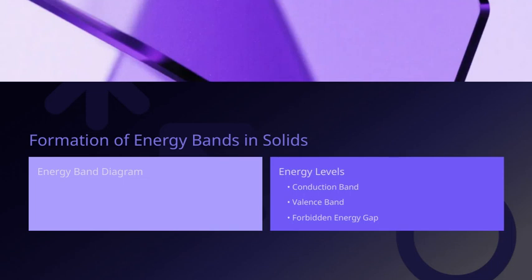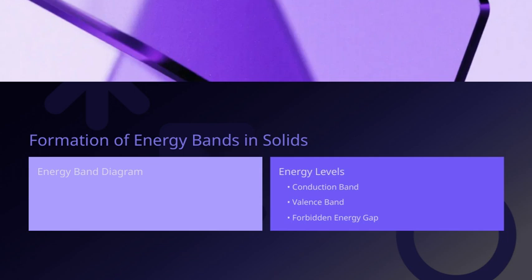Let's take a closer look at the forbidden energy gap, which is a critical concept in understanding how electrons behave in solids. The forbidden energy gap, also known as the band gap, is the energy range where no electron states can exist. It separates the valence band, where electrons are normally present, from the conduction band, which is where electrons can move freely and contribute to electrical conductivity. Now, the valence band is filled with electrons that are tightly bound to atoms, while the conduction band is higher in energy and typically empty in insulators and semiconductors.